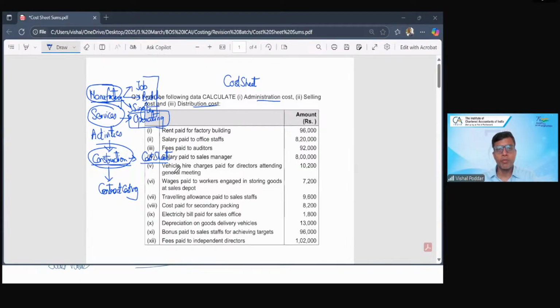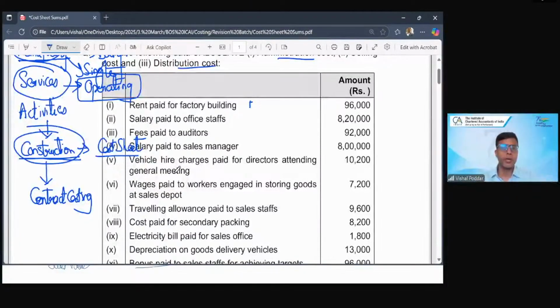So rent paid for factory building, correct? This has to be factory overheads. Office staff, this has to be administration overheads. Auditors, I believe auditing should also form part of your administration. So this should also go, auditors fees. In fact, this is our own fees. We are generally the auditors, so it is again going to administration. Then salary paid to sales manager, obviously this is selling. Vehicle hire charges paid for directors, okay, admin.